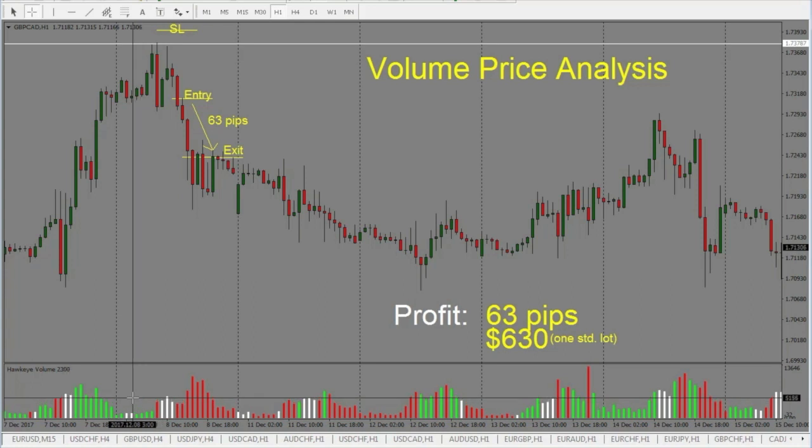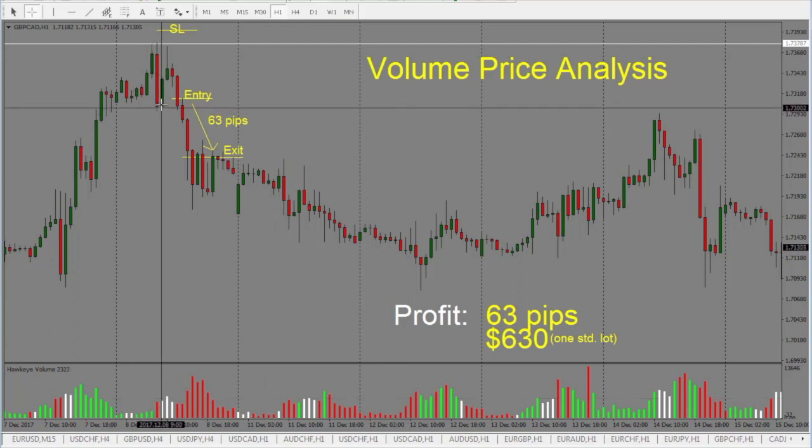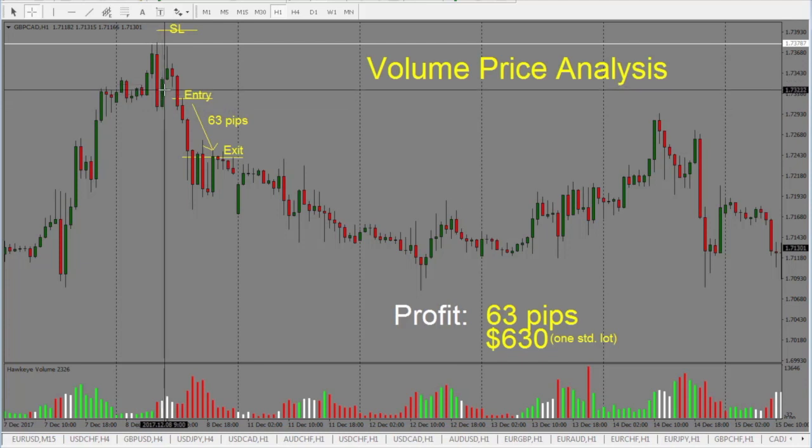We have a big bearish engulfing candle and an increase in selling volume, which shows that we have sellers stepping into the market. So that's perfect. And then we want to look at the next candle here.